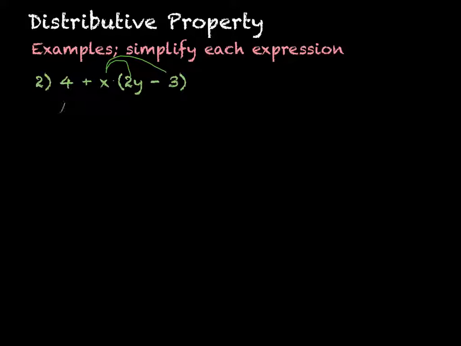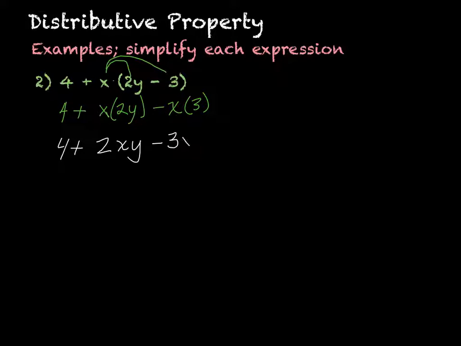So we're going to have 4 plus x times 2y minus x times 3. And then when I simplify that part, I have 4 plus x times 2y. We would generally write that as the number first, and then our variables. So 2xy minus, write the number first, 3x.